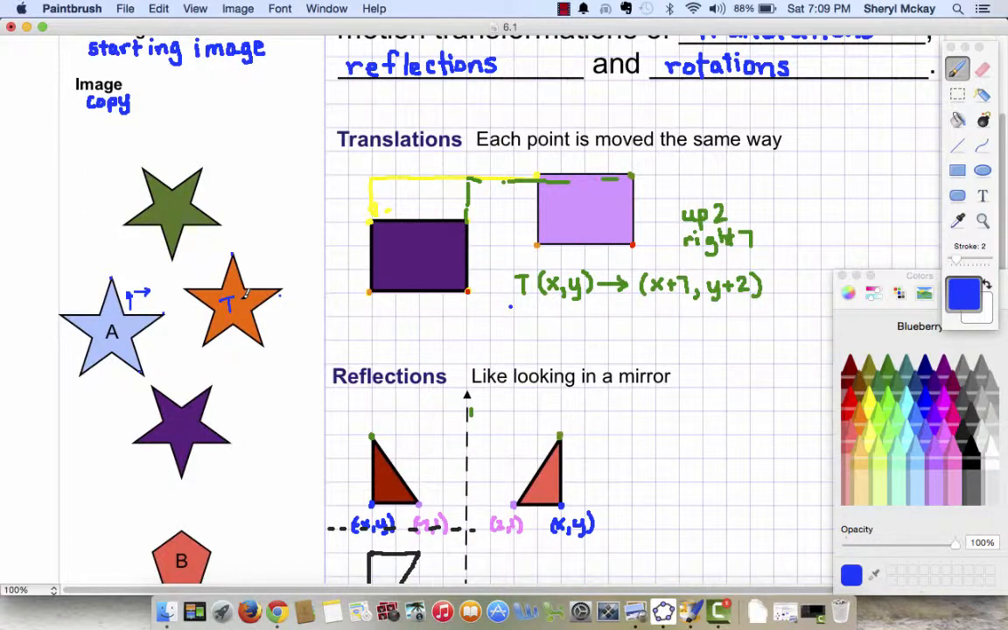What do you think is of these two? Let's go ahead and look at the purple one, our purple star. What do you think the purple star is? Is it a translation, a reflection, or a rotation?